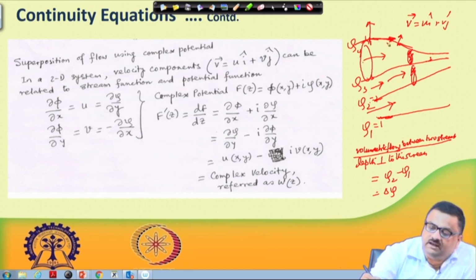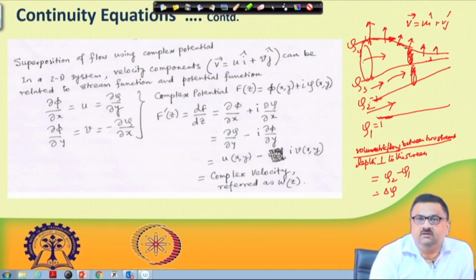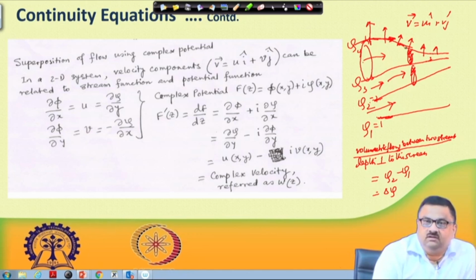So, no flow can ever cross a streamline at 90 degrees. A streamline is a boundary line. I mean, no flow can be there perpendicular to a streamline at any point. So, that is also another take home message from this.